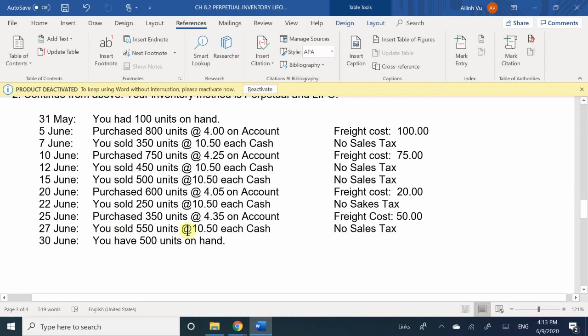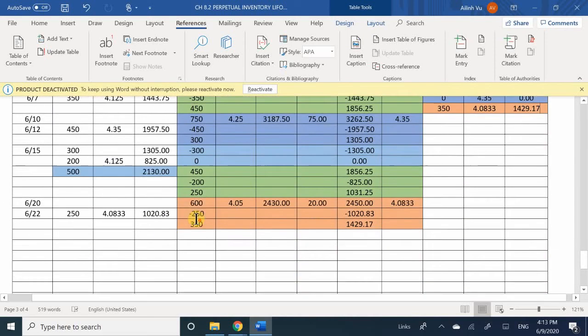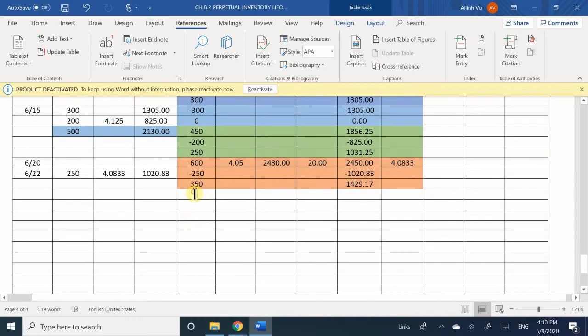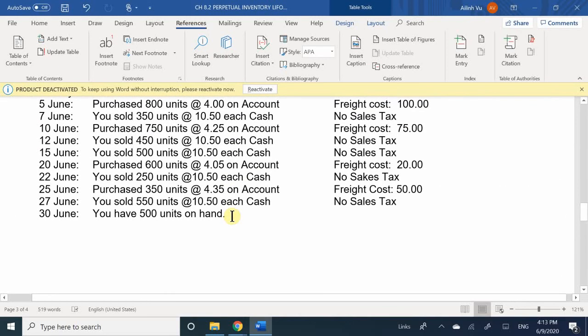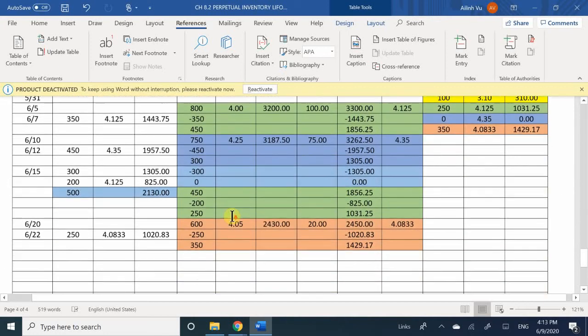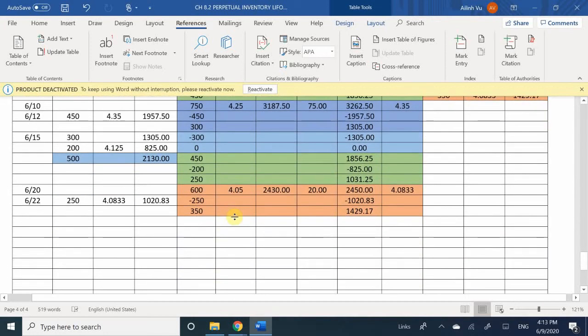Okay, we purchased 350 items at $4.35, and we got $50 freight. Let me type that in. This is for the purchase price: 350 at $4.35. All right, that comes up to 1522.50, and our freight is $50.